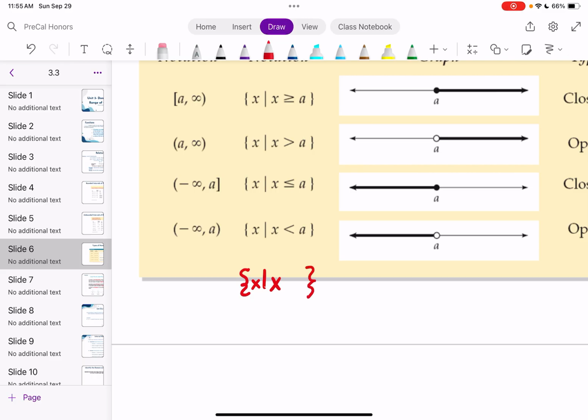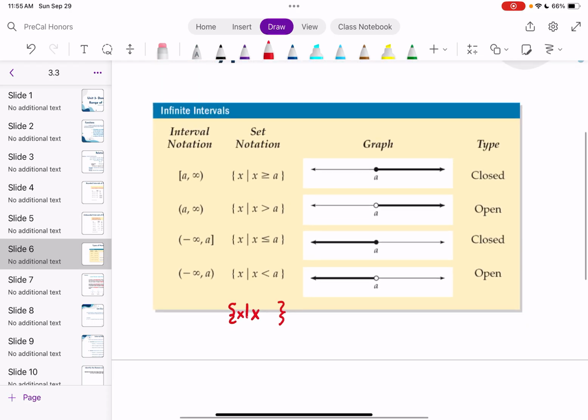our set notation. Another method in which this can be used is in graphs. In our graphs, we use open and closed circles in order to determine whether it is including or not including our number. So keep in mind, a closed circle will include the number. An open circle does not include the number.